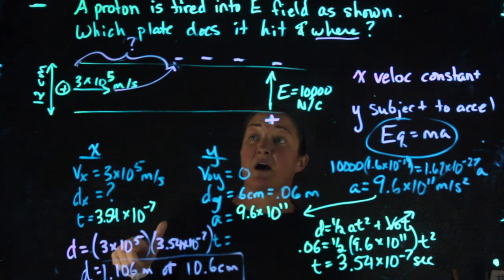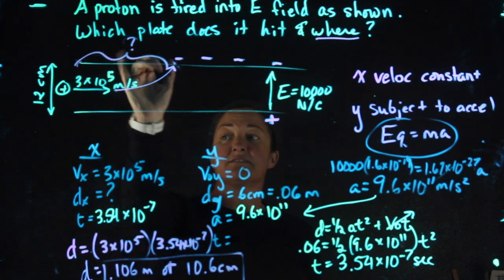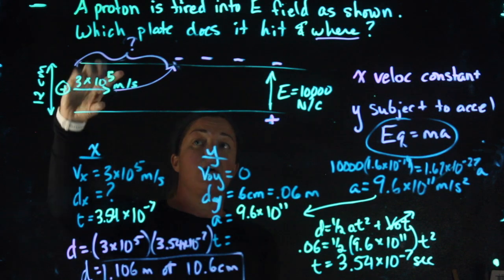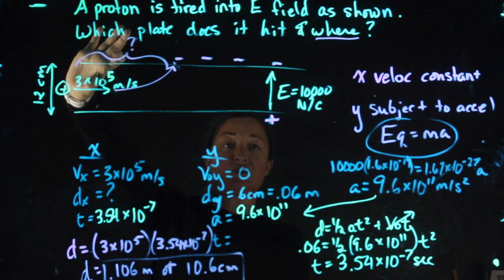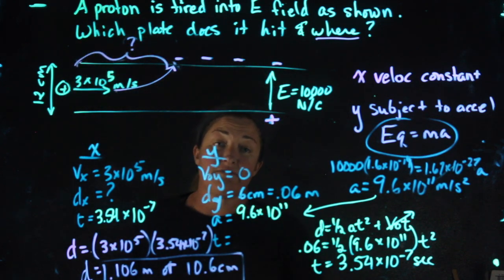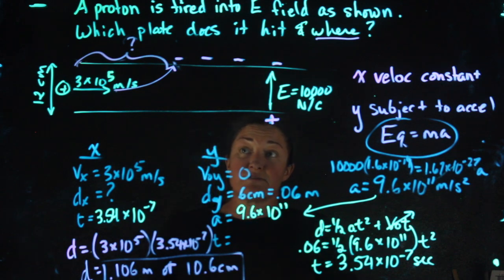You will also see problems where I tell you where it lands and I want you to find the initial velocity, or I tell you where it lands and the initial velocity and I want you to find the E field. You will see both of those types in your homework and on a review.